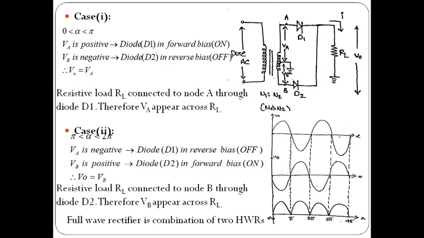Therefore, the load resistance RL is connected to the node B through diode D2. Therefore, VB appears across the RL. So V0 equals VB. So we can observe the full wave rectifier is a combination of two half wave rectifiers.